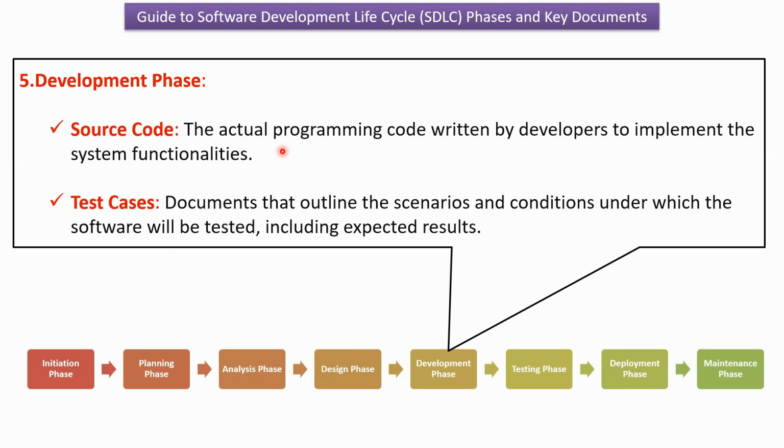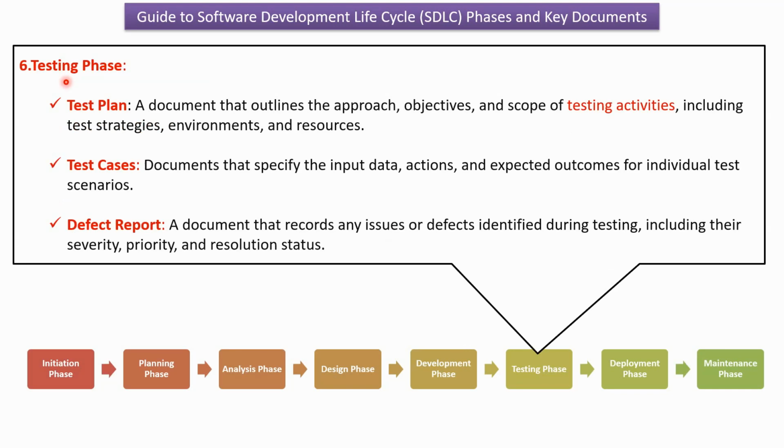The first one is source code, the actual programming code written by the developers to implement the system functionalities. The second one is test cases, documents that outline the scenarios and conditions under which the software will be tested, including expected results. The sixth one is the testing phase. We will see the key documents associated with this particular phase.